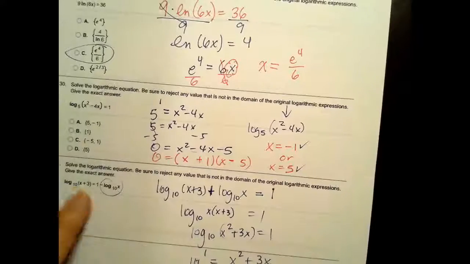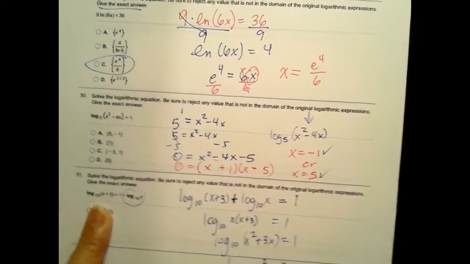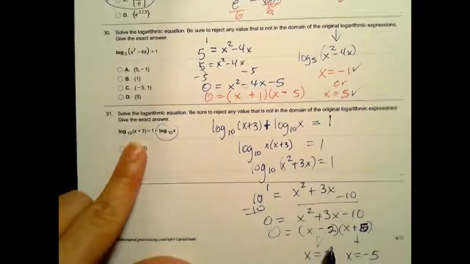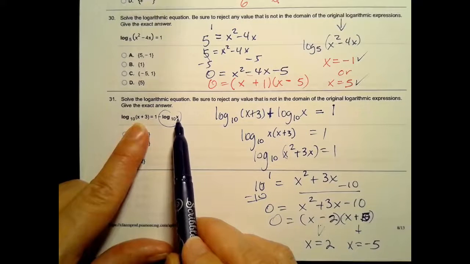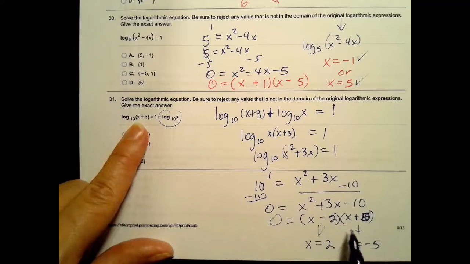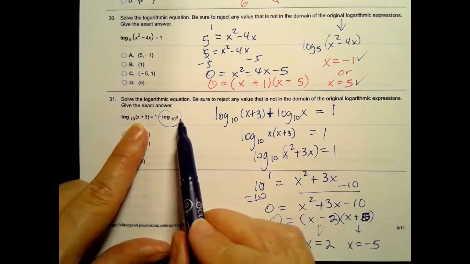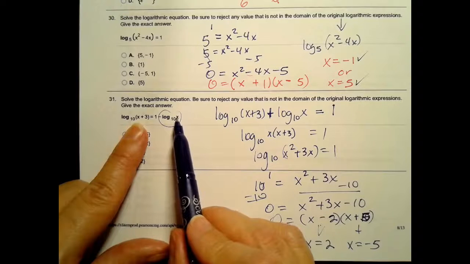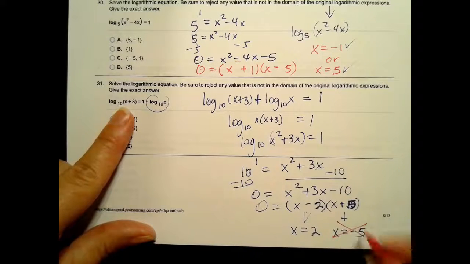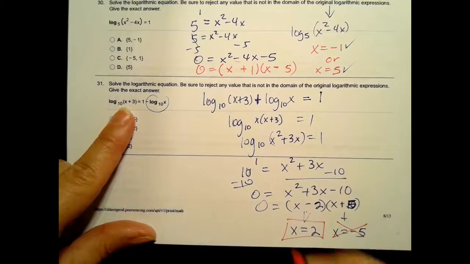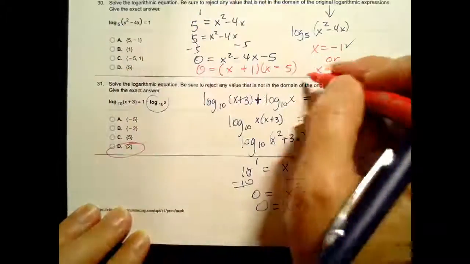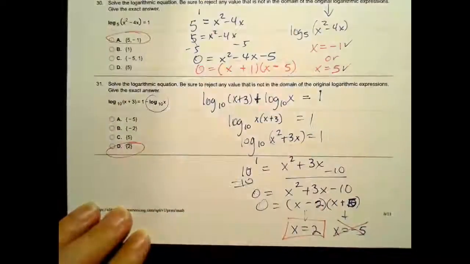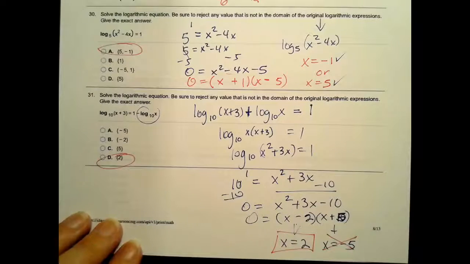So let's see, are they going to work? If I put a 2 back in, this is going to be fine because they're going to be positive. But if I put a negative 5 right there, then I'm taking the log of a negative 5. I can't do that. So that means that negative 5 was an extraneous solution. So the only answer to question number 31 is 2, D. Oh, I forgot to mark the answer for the previous one. 5 or negative 1, so 30 was A. Okay, so 2 is D.